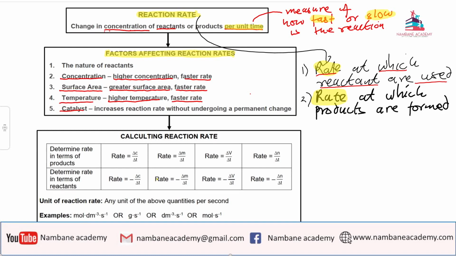And for the mere fact that we have worked with a catalyst in grade 11 and grade 10, it is now known as a substance that increases the rate of the reaction without undergoing any permanent change. So we are also going to look into the mechanism of how a catalyst increases the rate of the reaction. Furthermore, there are calculations related to rate of reaction.